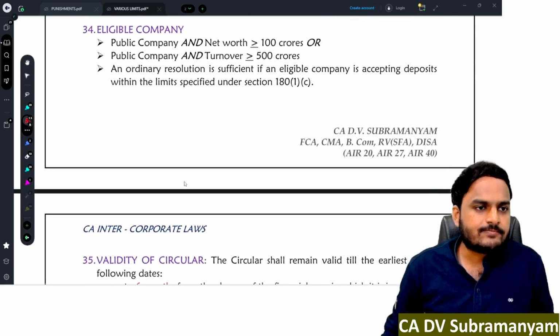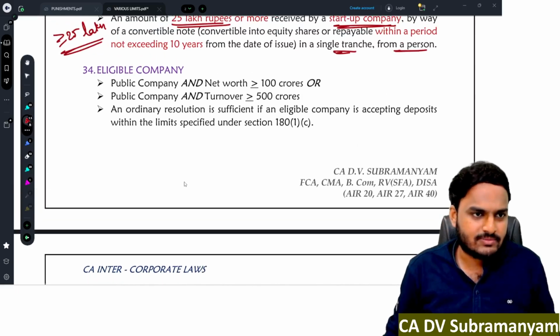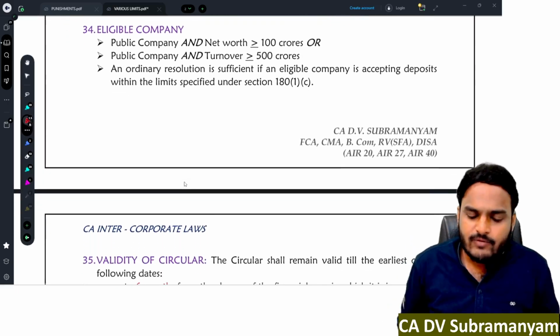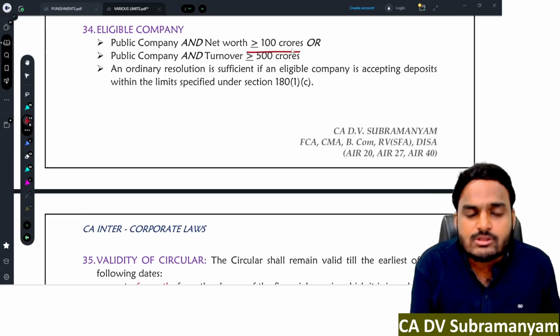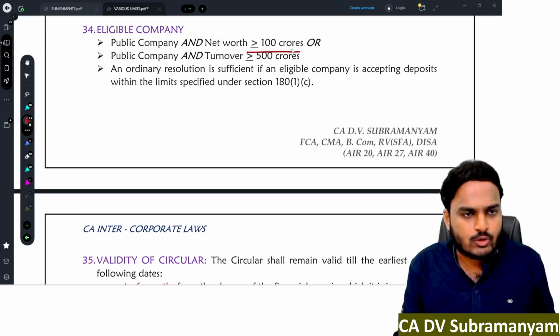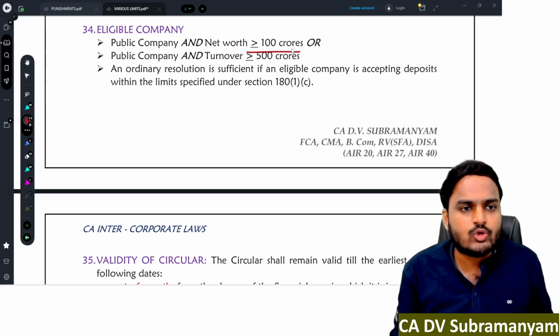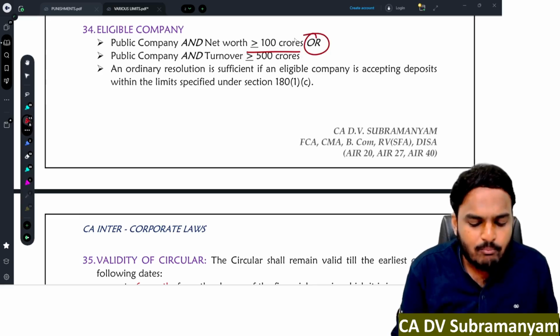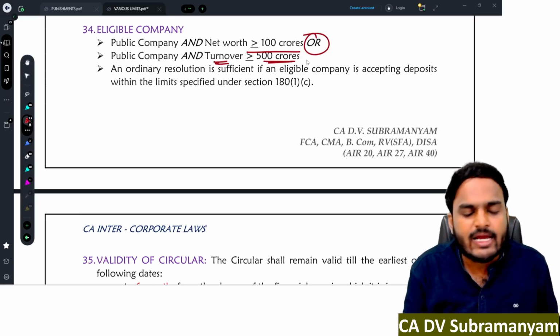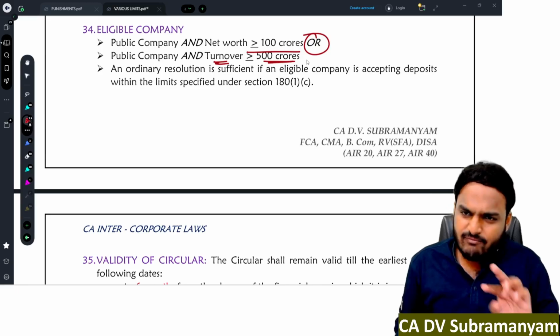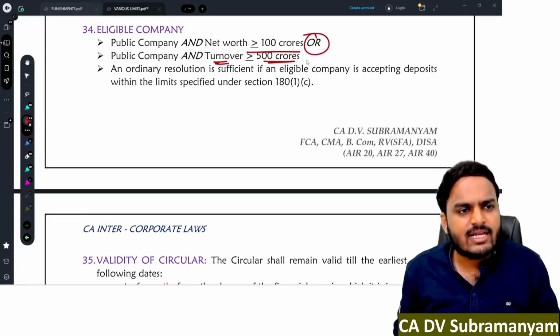Eligible companies: only public companies come under the category of eligible company. So, a public company with a net worth of 100 crores or more, not more than 100 crores. It is not greater than 100 crores; it is greater than or equal to 100 crores. Or a public company with a turnover of 500 crores or more. If any one condition is satisfied, then it is an eligible company.